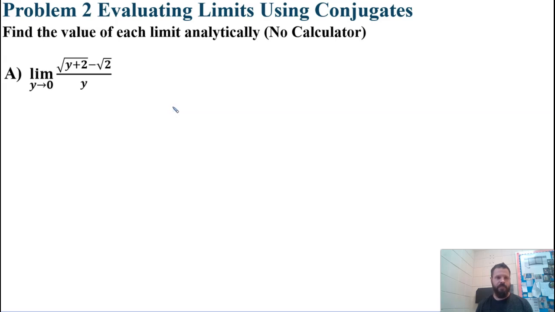All right, next up, problem 2. We're going to take a look at evaluating limits using conjugates to simplify our function, rearrange things, and then use direct substitution. So let's take a look at what we have here. We want the limit as y goes to 0 of this rational expression with some radical expressions involved in it. Square roots, in other words.